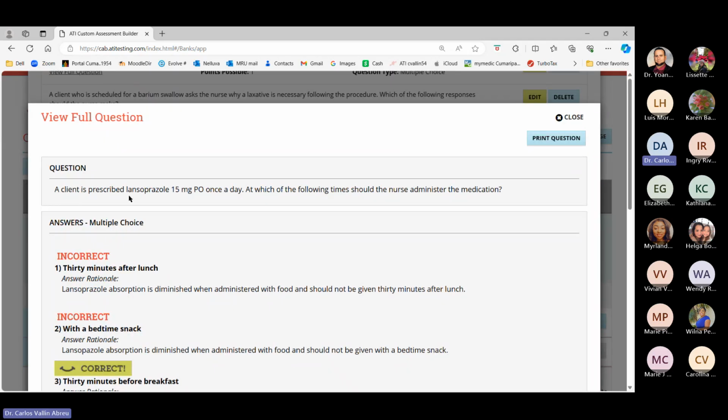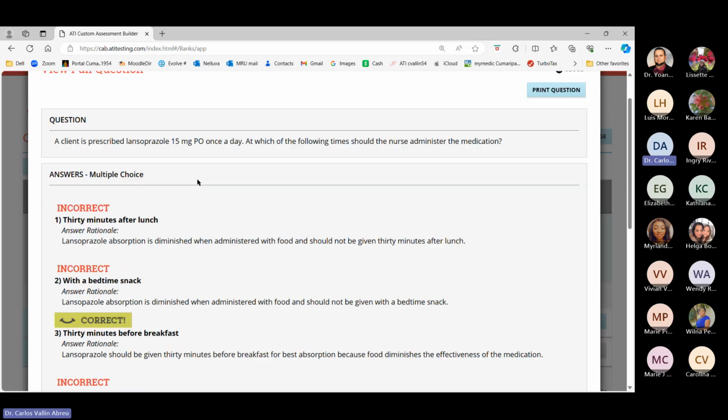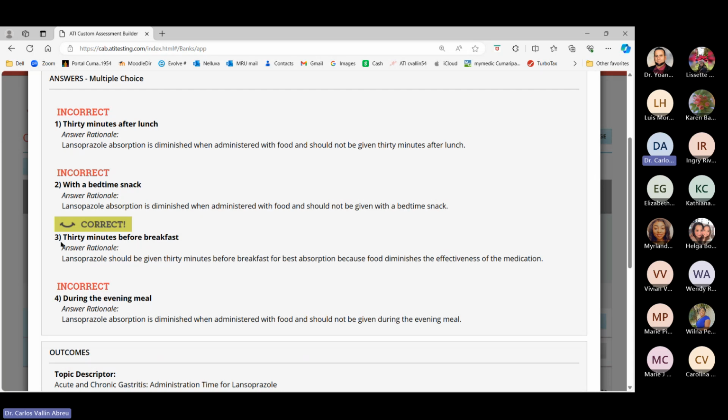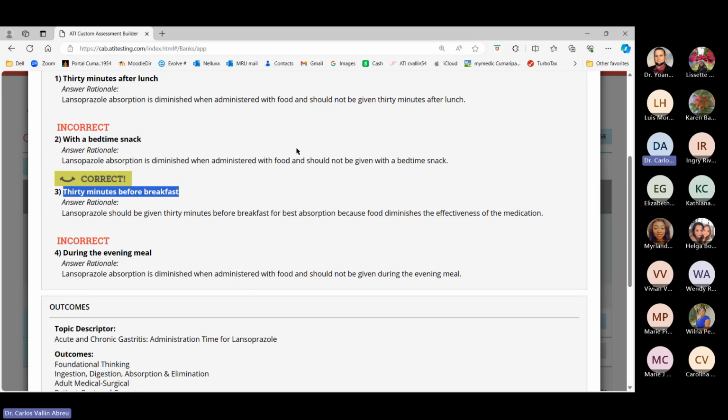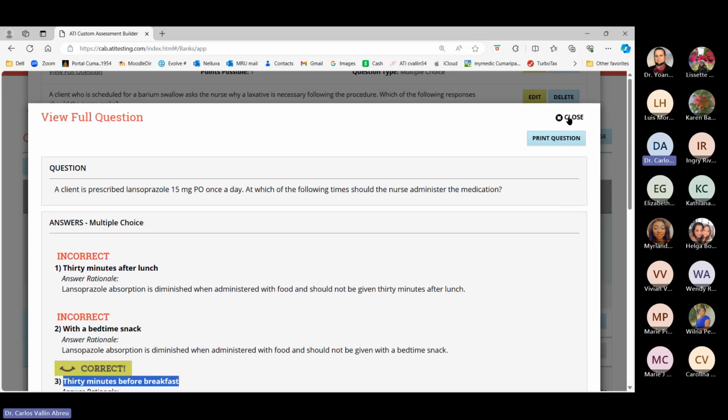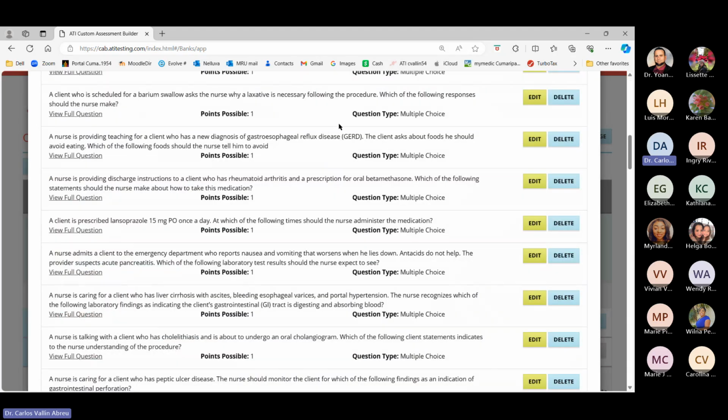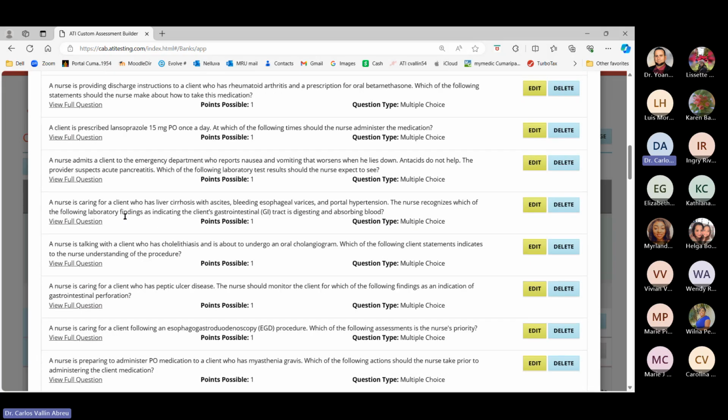A client is prescribed lansoprazole. It's one of the prazoles. Okay, 50 milligrams PO once daily. Which of the following times should the nurse administer the medication? Remember, empty stomach, preferably in the morning. So 30 minutes before breakfast is correct. The absorption of this medication is affected by the food, so that's why it should be taken on an empty stomach.